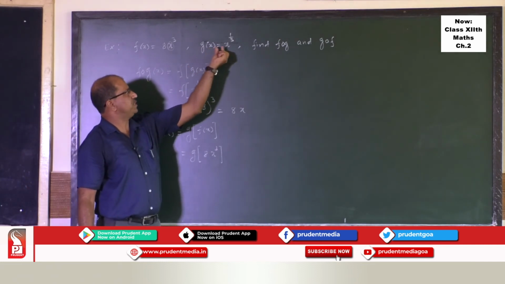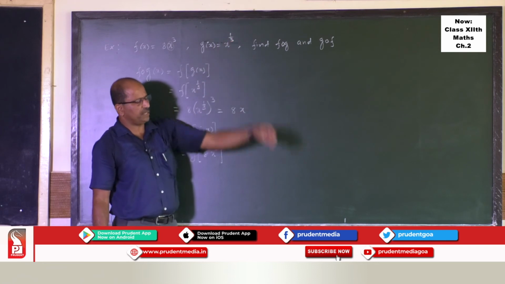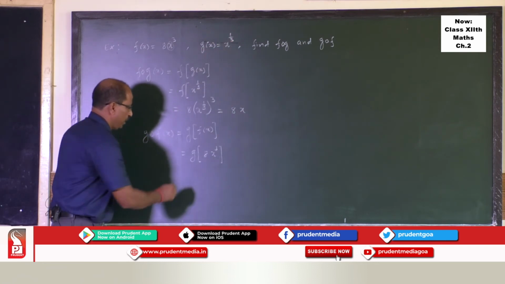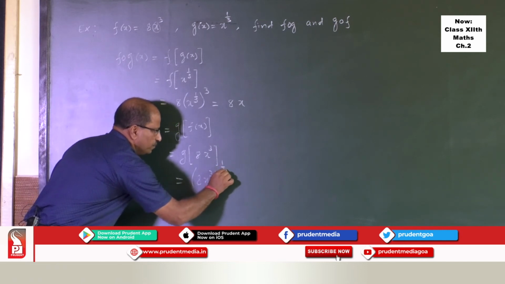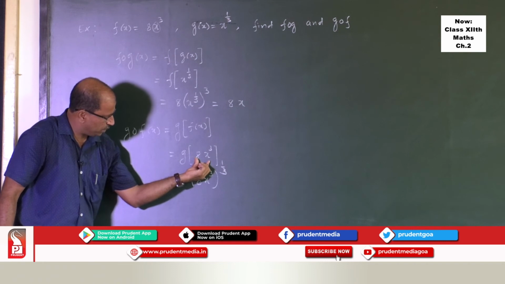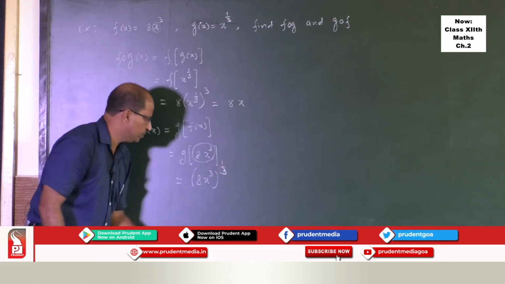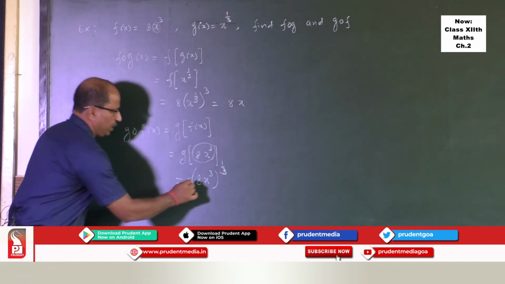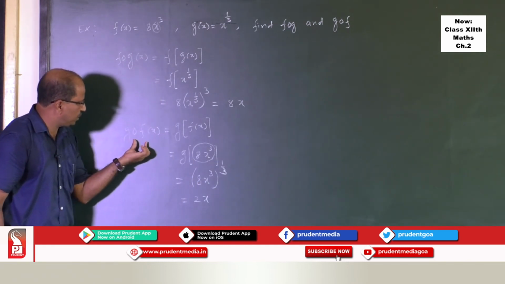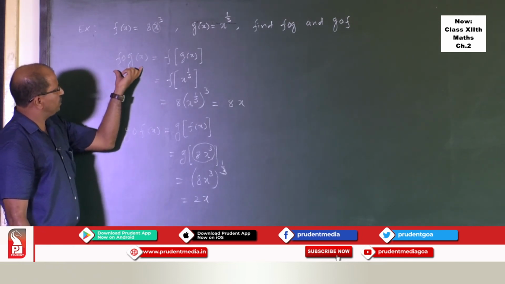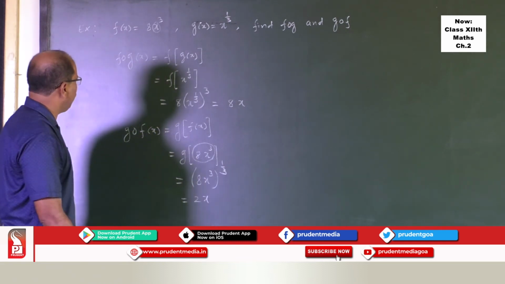Now, the g image of any x is x raised to 1 by 3. So g of y will be y raised to 1 by 3, g of z will be z raised to 1 by 3, g of star will be star raised to 1 by 3. Therefore g of 8x cubed will be 8x cubed raised to 1 by 3. If you simplify this, 8 raised to 1 by 3 is 2, and x cubed raised to 1 by 3 is x. So g composite f of x is equal to 2x, while f composite g of x was 8x. They are not necessarily equal. These functions may not be equal.